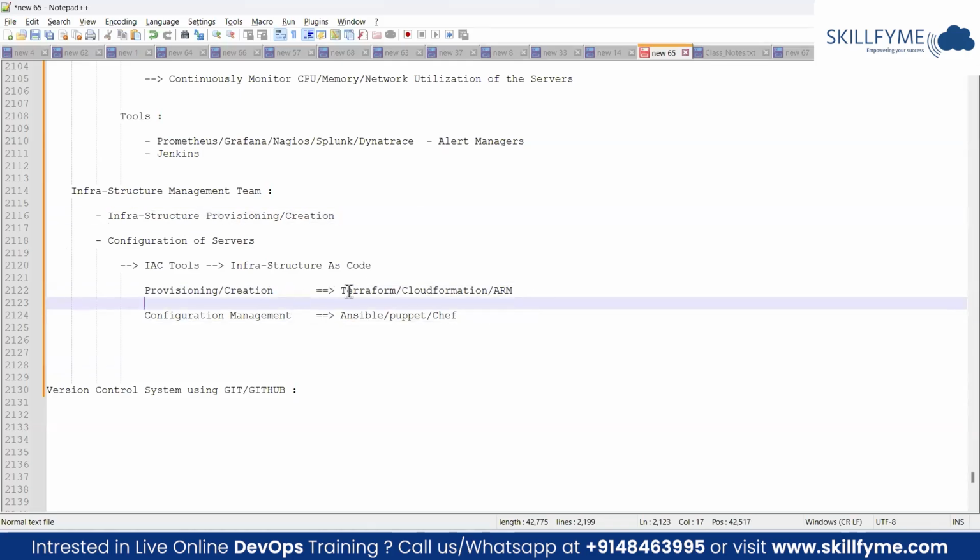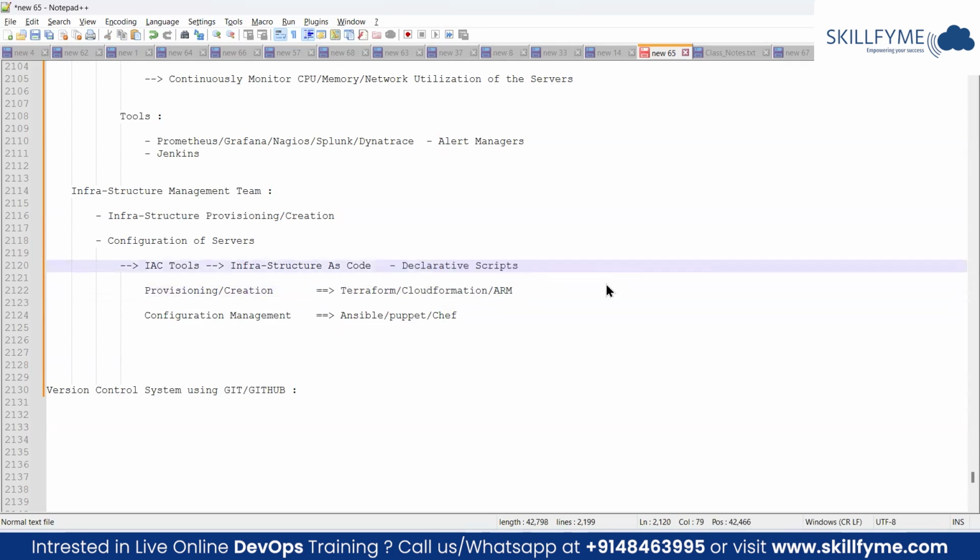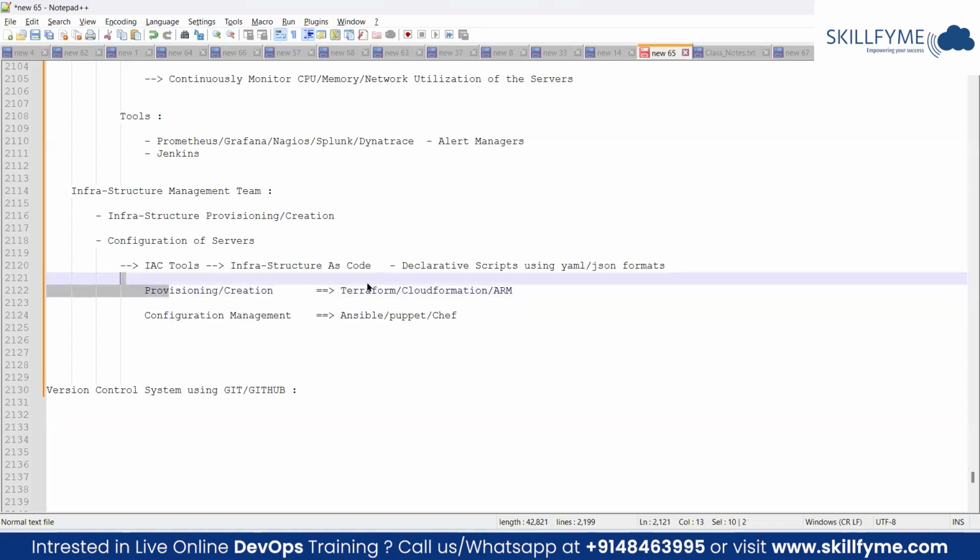And writing scripts using these tools is very easy. They are completely declarative scripts using YAML or JSON format. So anyone who wants to create the infrastructure can write a script using YAML or JSON format, and they can quickly manage the script. It's very easy. Even if you don't have any knowledge of Terraform, with just 2 hours of knowledge transfer, you can quickly adapt to it. That much it is easy.